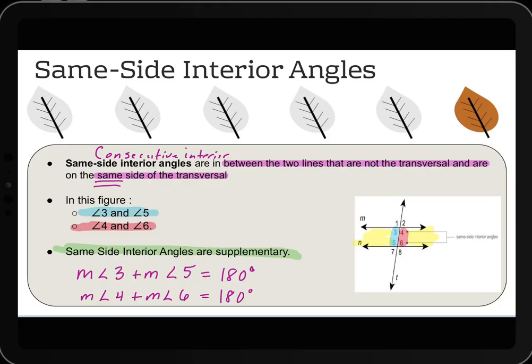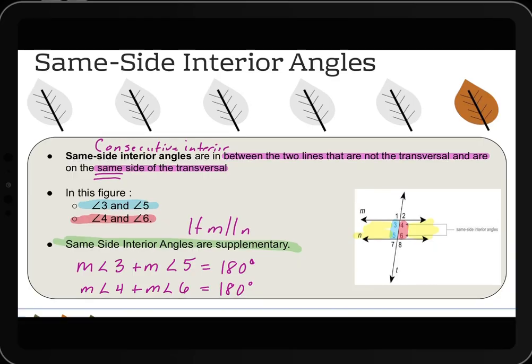So 3 and 5 and 4 and 6 are supplementary. If we know that M and N are parallel, this is the unique relationship that, unlike all the others that are congruent, these are supplementary. All right, so their sum is equal to 180 degrees.